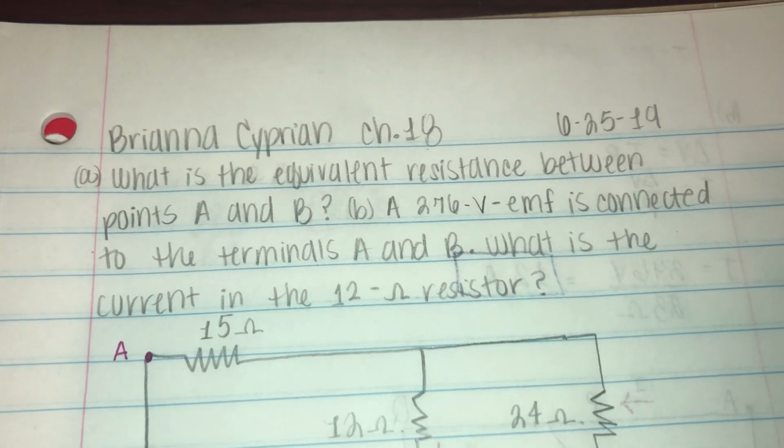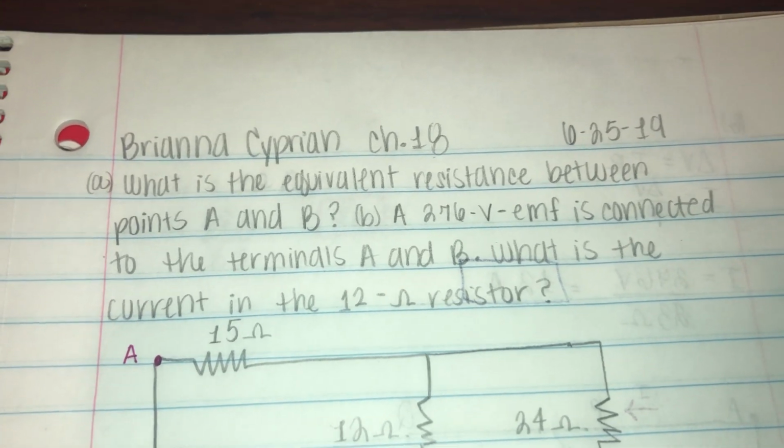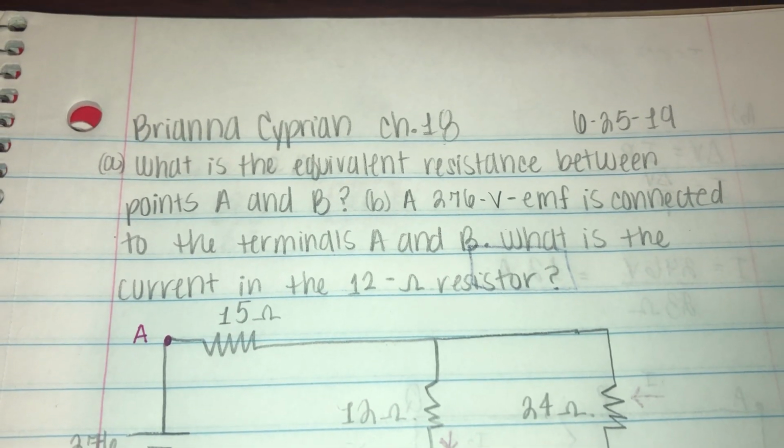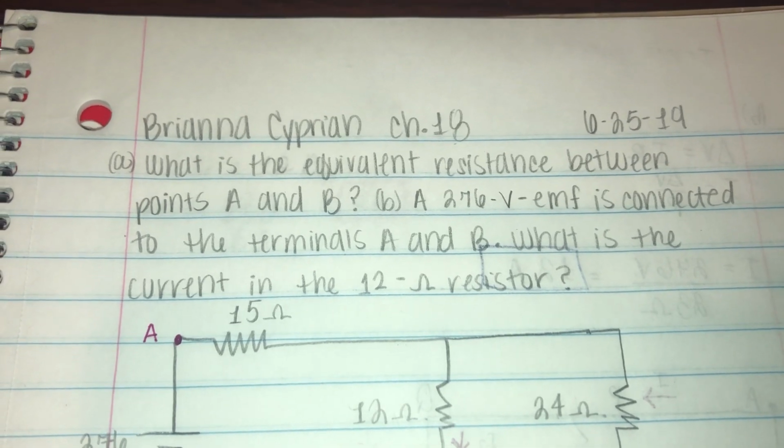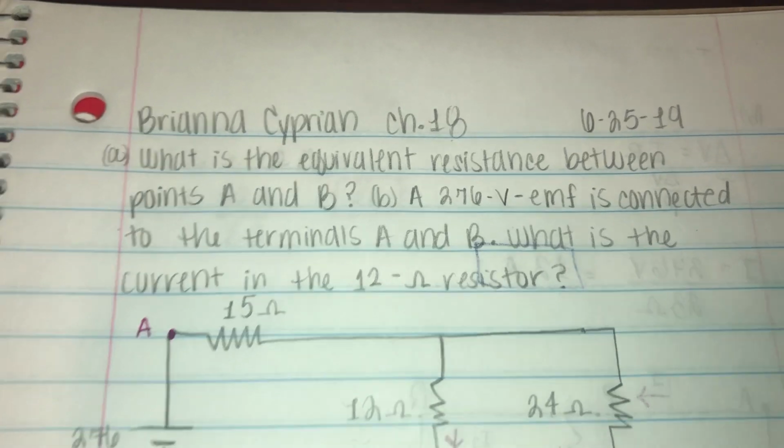The question goes as follows. What is the equivalent resistance between points A and B? Part B says a 276 volt electromotive force is connected to terminals A and B. What is the current in the 12 ohm resistor?